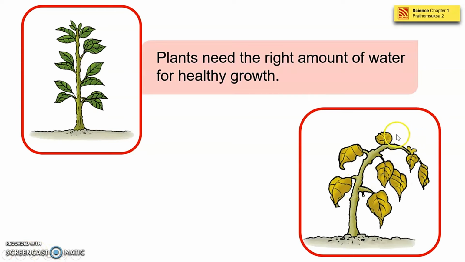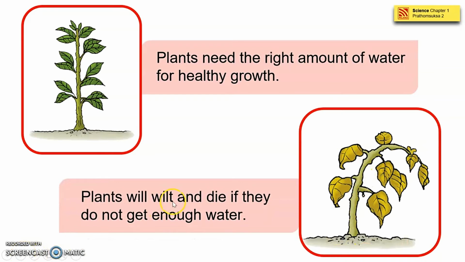Look at here. So in here, this plant doesn't have water. It has very little water. So it happened that it will die. Plants will wilt and die if they do not get enough water. As I said, they need the right amount of water.